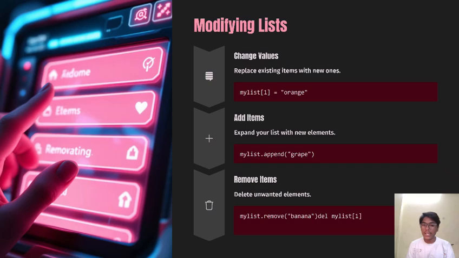Remove items. We can remove an item which already exists in a list. So here my list dot remove banana. In the previous list, the banana is contained, but in the upcoming list, we have deleted or removed the banana.